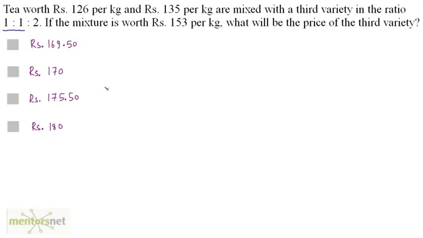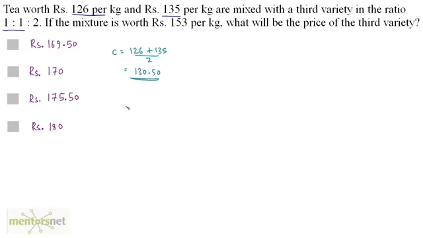So the cost of the mixture of the first two varieties of tea will be just the average of 126 and 135. So the cost is equal to (126 + 135)/2, and if you solve it, you'll get 130.50. So this is the cost of the mixture of the first two varieties of tea.